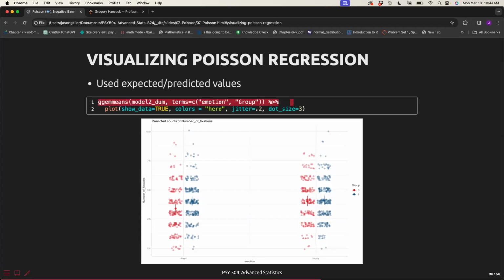And when we do that, we can kind of see, again, this interaction for the angry emotions. We see that there's more fixations for the stutterers versus the controls. But we don't see a difference between the controls and the stutterers for the happy faces. So this visualizes our interaction, or where that interaction is coming from.